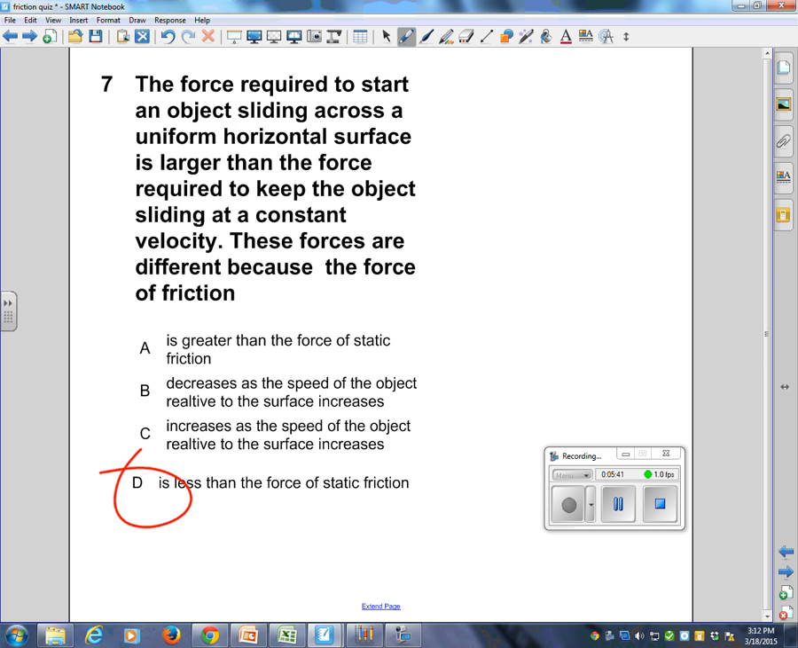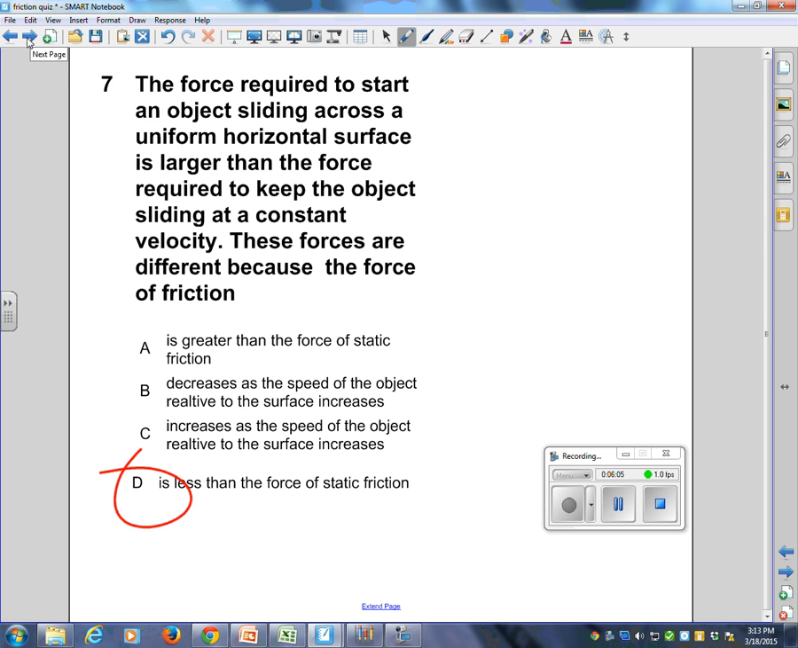Force required to start an object sliding across a uniform horizontal surface is larger than the force required to keep the object sliding at a constant velocity. These forces are different because the force of kinetic friction is less than the force of static friction. Kinetic is less than, occasionally equal to. Right? It usually takes more push to get something started.